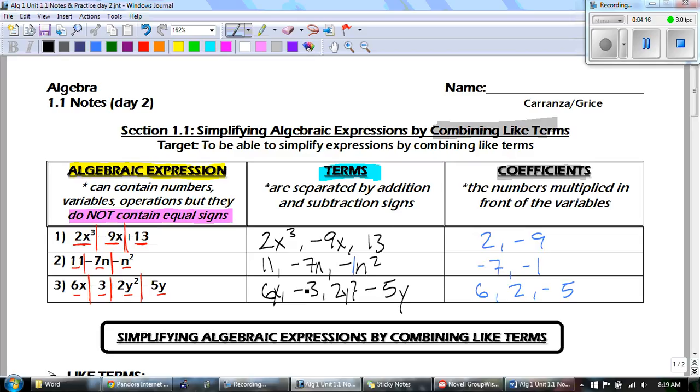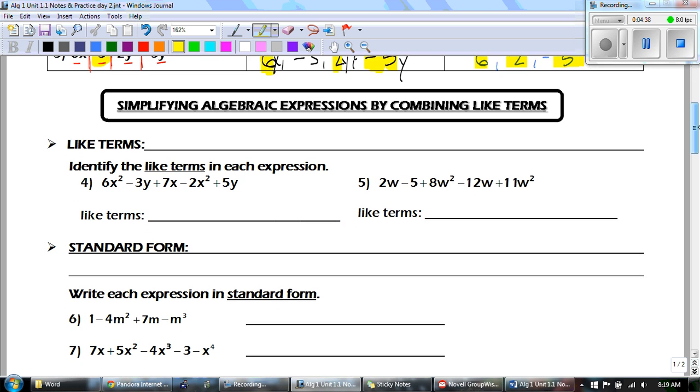So those are my 4 terms, but 3 of those are coefficients. Why did I say 3? Because that -3 right there doesn't have a variable with it. So I get the 6, the 2, and the -5. All right, moving on.